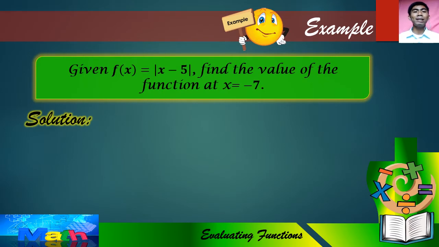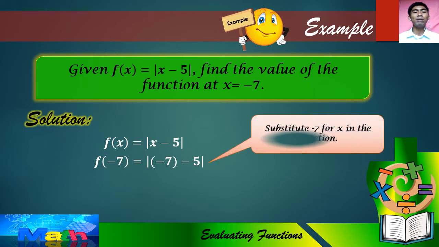Moving on to our last example, given the function f of x equals the absolute value of x minus 5, find the value of the function at x equals negative 7. We have the function f of x equals the absolute value of x minus 5. And to evaluate that, substitute negative 7 for x in the function. We have f of negative 7 equals the absolute value of negative 7 minus 5.